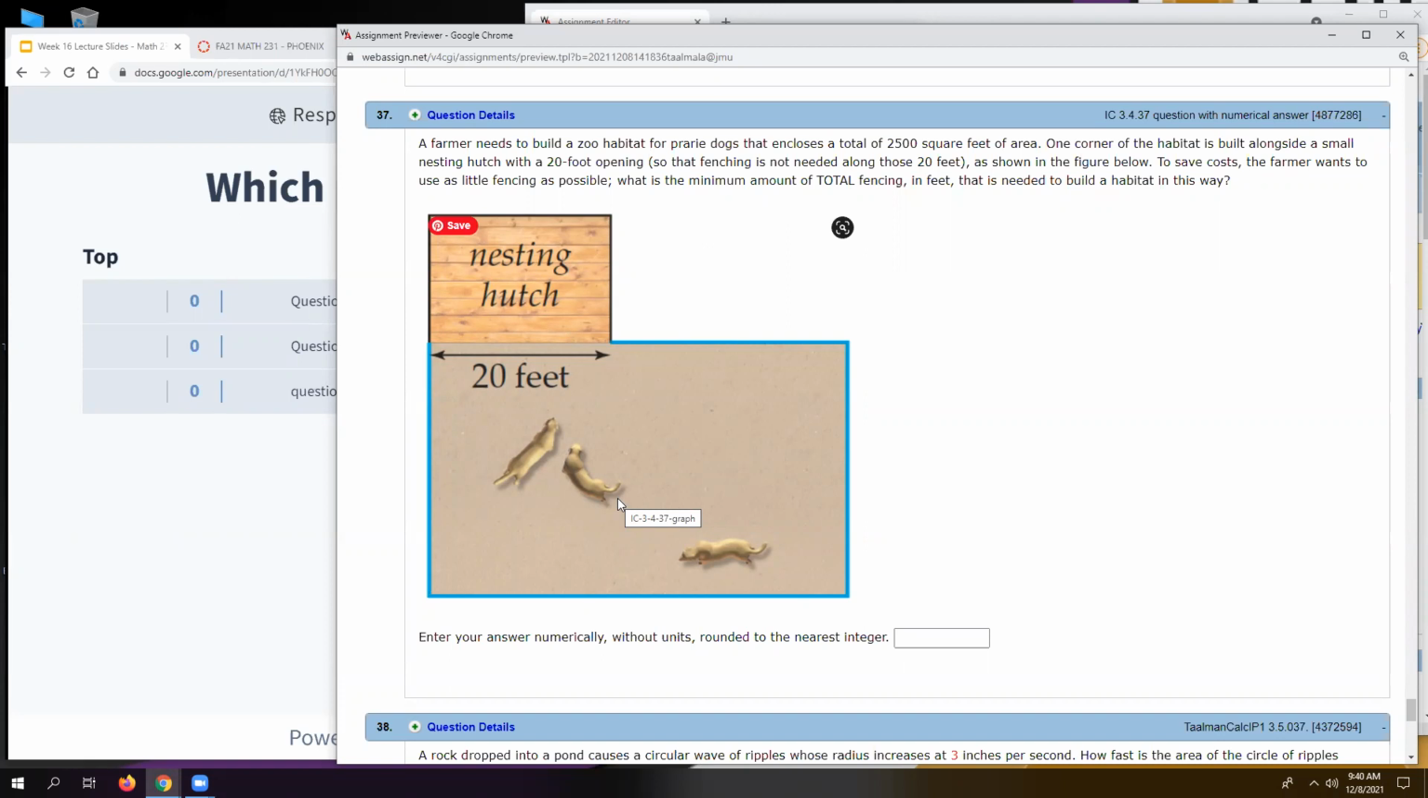I'm just going to copy it over, this kind of situation. And what I should have done is not draw anything here because the whole point is that we don't need fence here. Okay? And the part where we need fence, we got these prairie dogs. One corner has a habitat with an opening, and we want to put some fencing. So our fencing is like this.